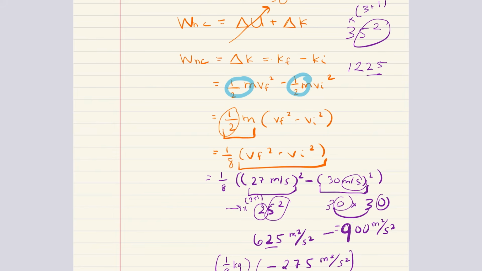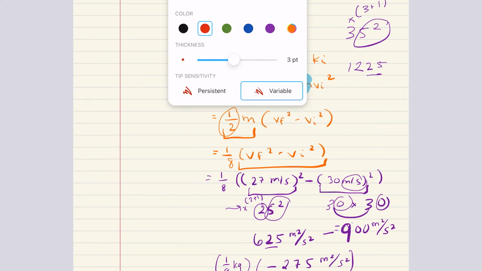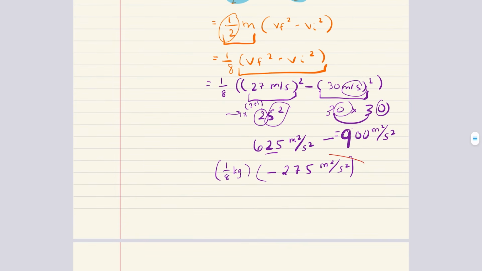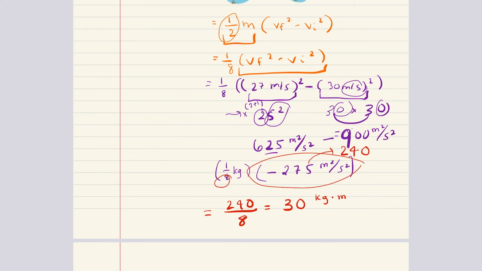Now, the other approximation I want to make here is I want to approximate this negative 275 to a number that's divisible by 8 so our calculation is easier. I'm going to round this to 240 because 240 divided by 8 is equal to 30. 30 kilograms times meters squared over seconds squared. So this is equal to 30 joules.